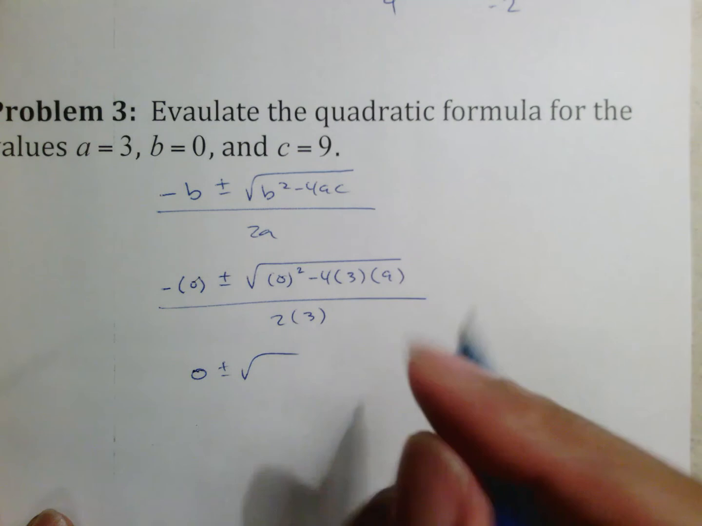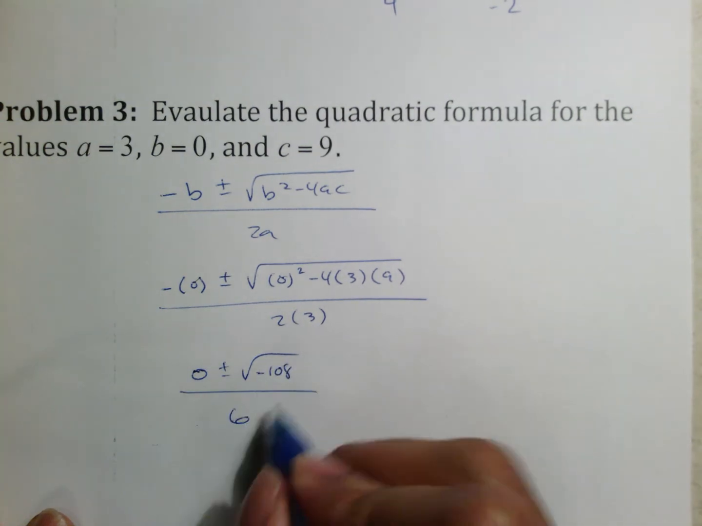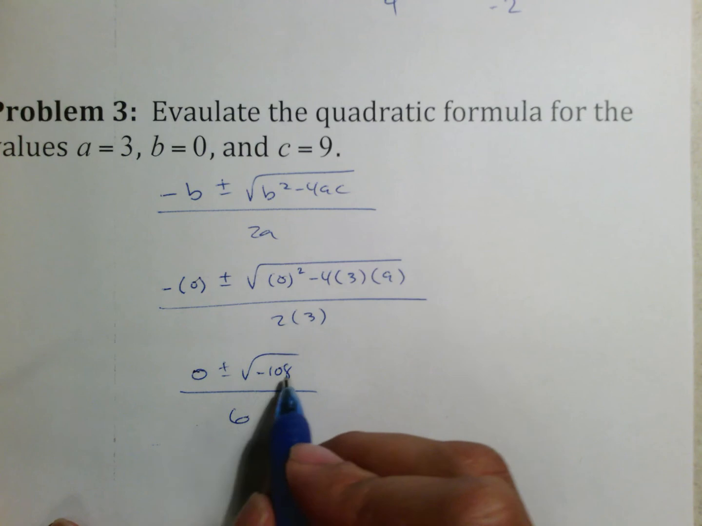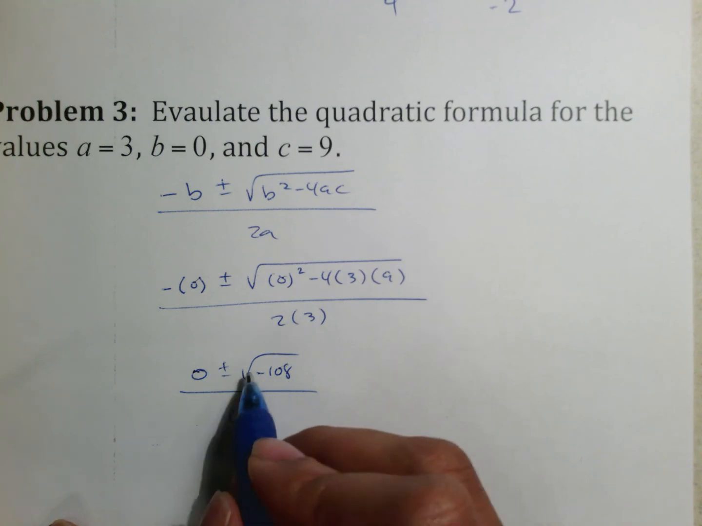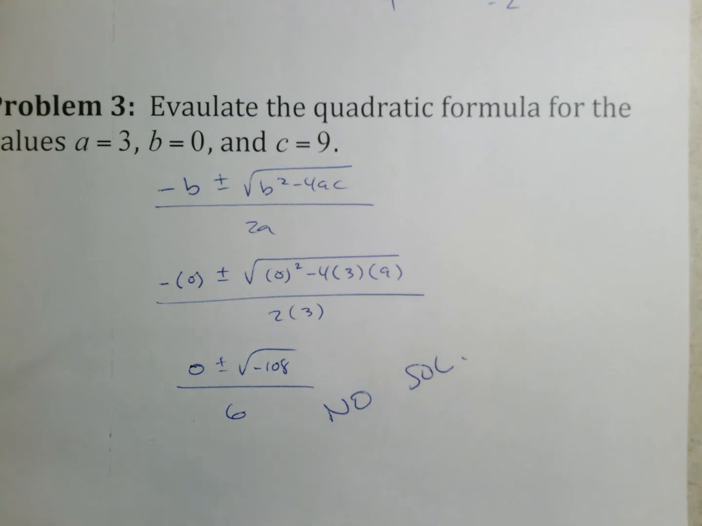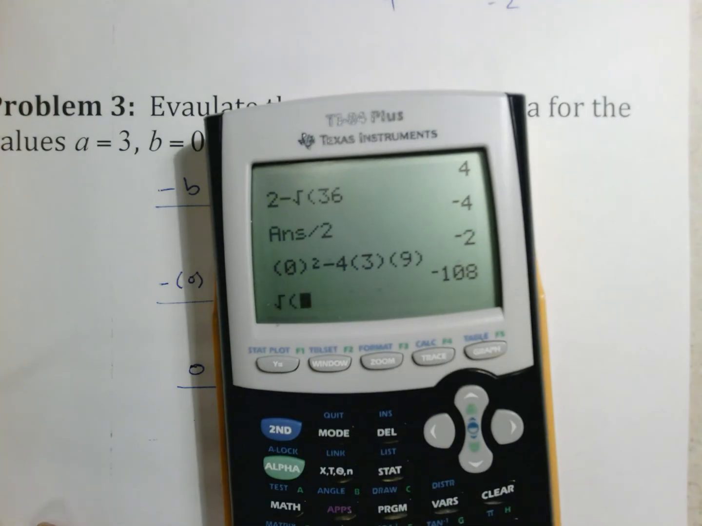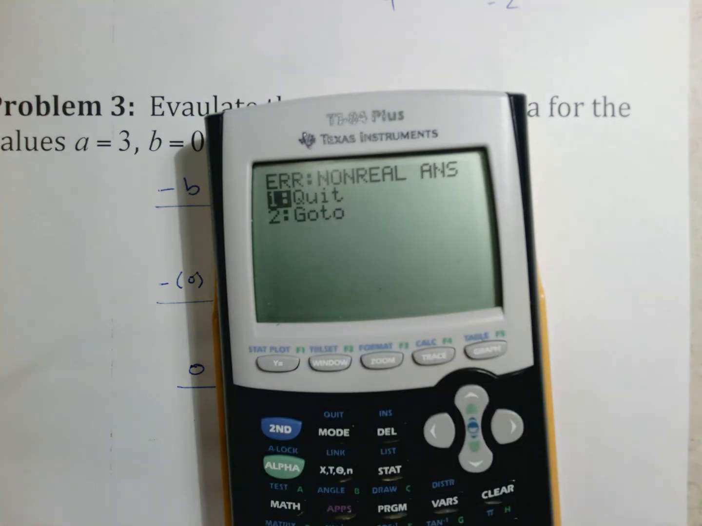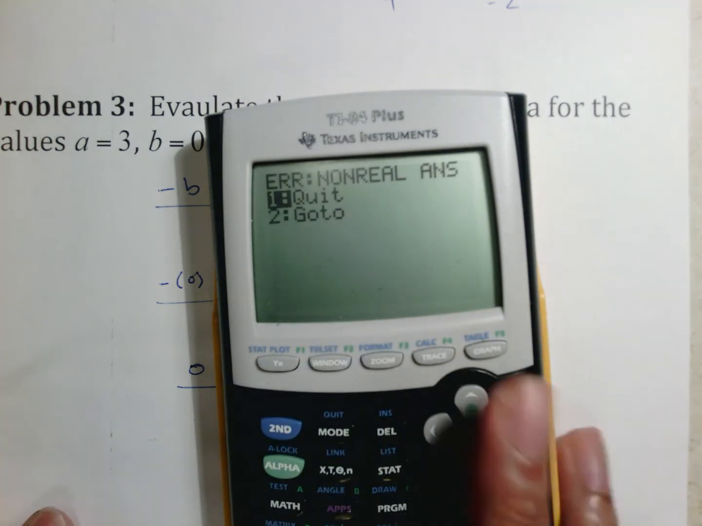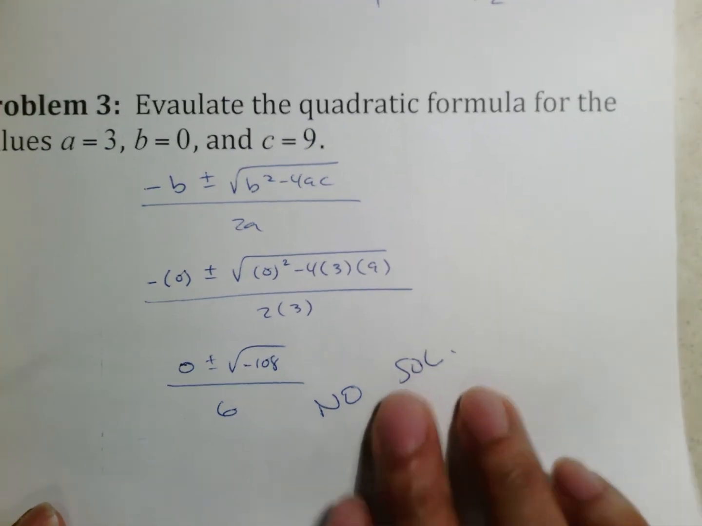Get the answer of negative 108 all over 6. Well, here's the thing. Once I got the answer of negative 108, and I know that that's under a square root, that means that there's no solution to this. Because when I go to do the square root of negative 108, your calculator says that you cannot do it. So that's what it means. Again, the fact that you got a negative means that that is impossible to do. So we can stop right there.